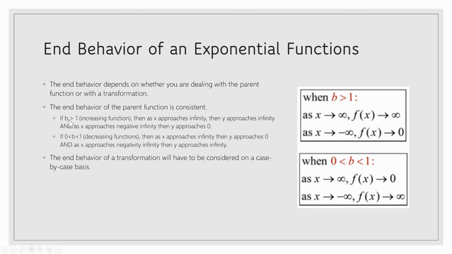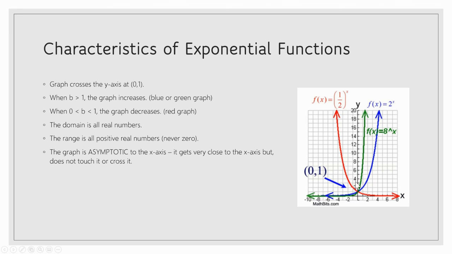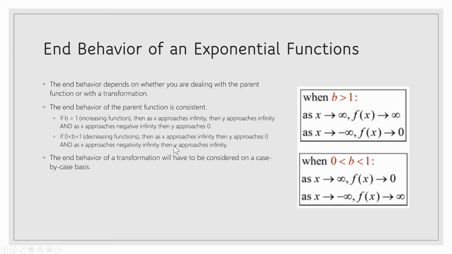So it just says if b is greater than 1, that's an increasing function. So if I go back here, I'm looking at this green one. That's an increasing function. The end behavior: as x goes to infinity, your y value goes to infinity. As x goes to negative infinity, f of x goes to 0 because remember, it's going to get really, really close to the x-axis, which means those y values are getting really, really small and they're getting really, really close to 0.